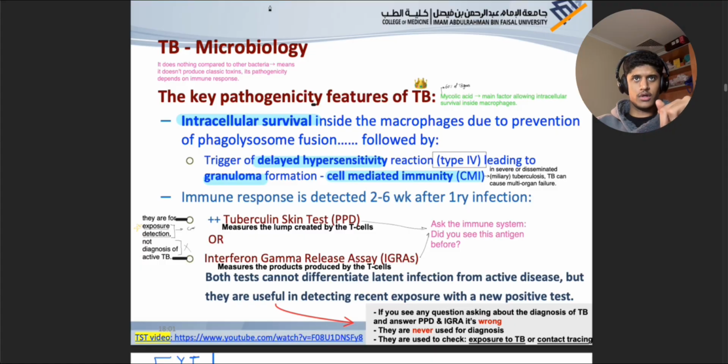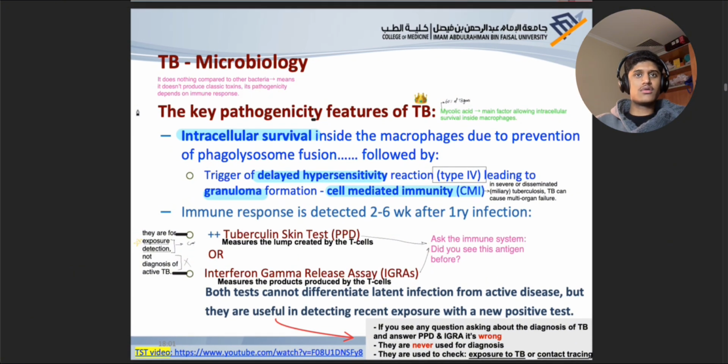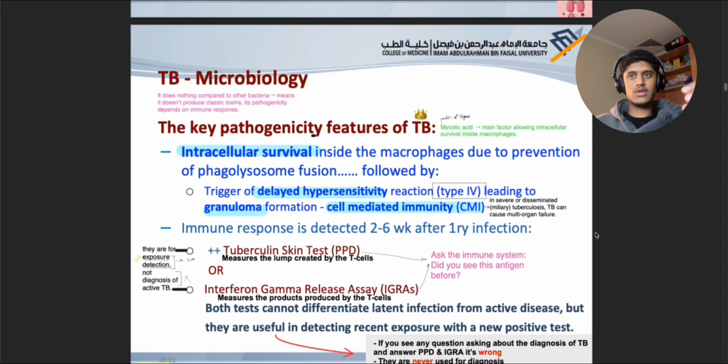So, further regarding the microbiology, the key pathogenicity features of TB are intracellular survival inside the macrophages due to prevention of phagolysosome fusion, followed by a trigger of delayed hypersensitivity, especially type 4, which leads to more formation of granuloma and cell-mediated immunity. And in severe or even disseminated miliary tuberculosis, TB can cause multi-organ failure, which is really, really dangerous, and we don't want any patient to go through this process.